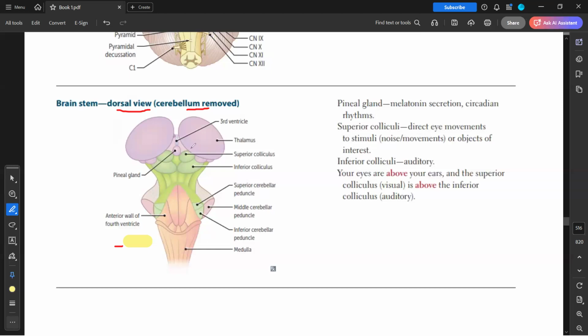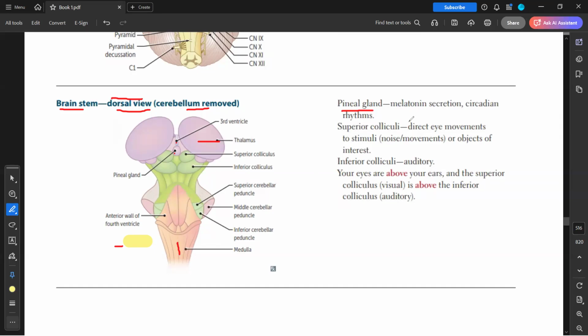Now let's look at our ventricles. Third ventricle right here. And then we have glands right below the third ventricle. The medulla is right here. And then we have a lot of other structures, but don't forget the thalamus. Let's move on to the pineal gland, which is also in the brainstem, and you can see it clearly in the dorsal view.